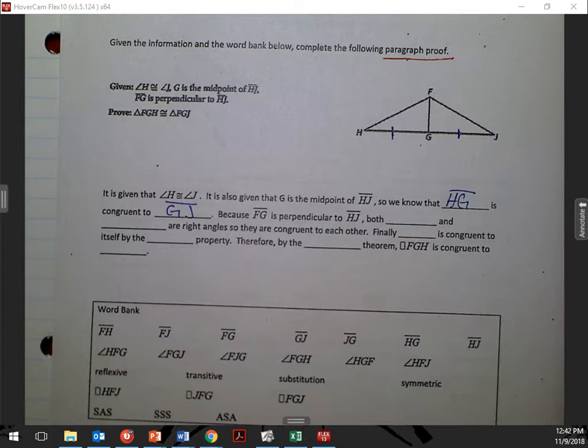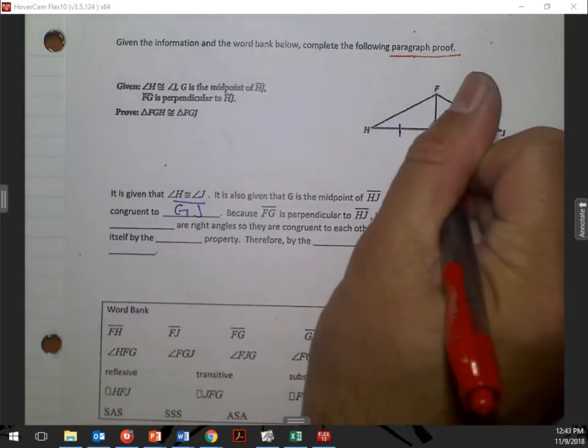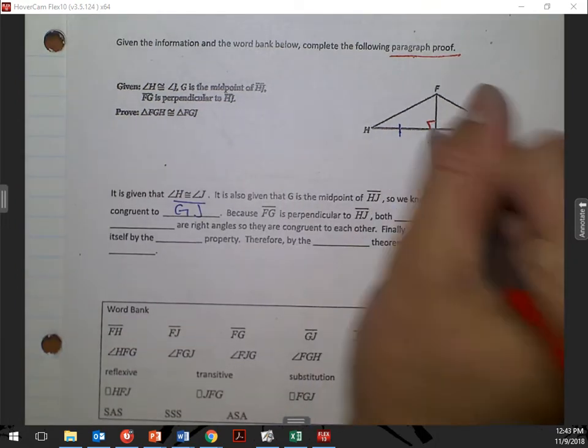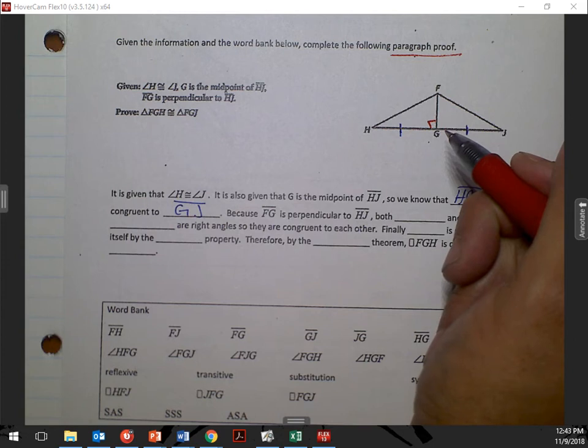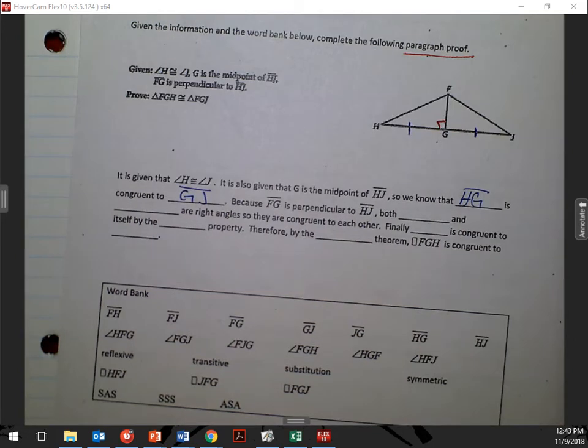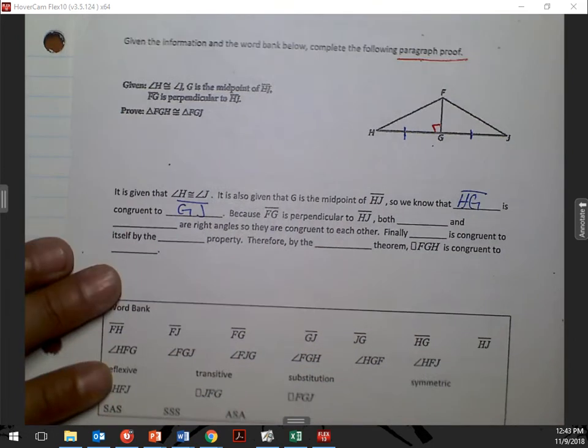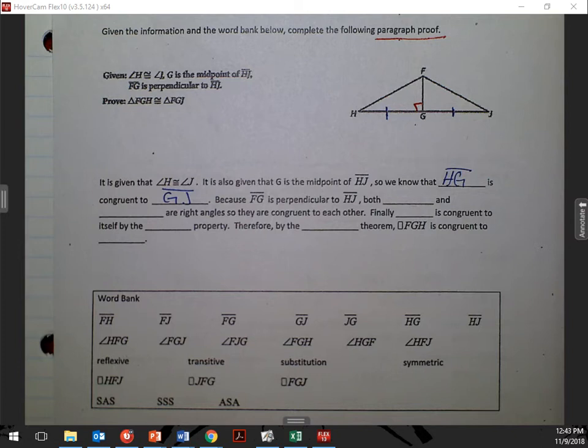So they are perpendicular, so it forms what? 90-degree angles. So 90-degree angles are right angles. So what am I going to do? How am I going to show the 90-degree sign? The little box, right? Okay. Both blank and blank are right angles.